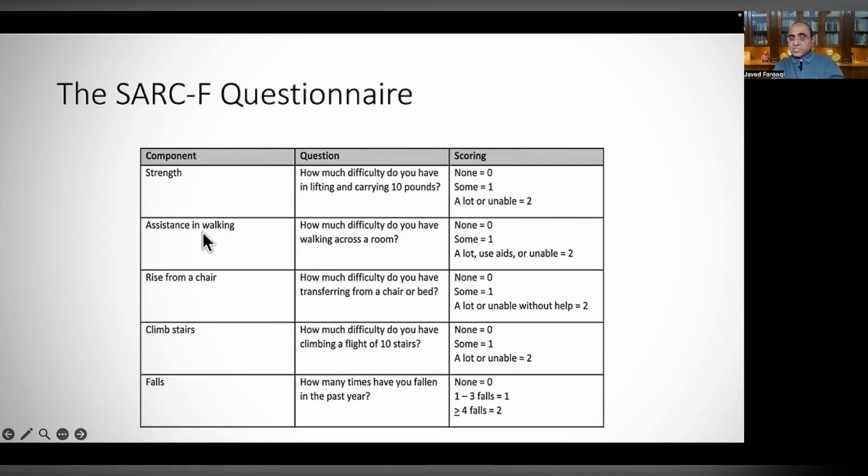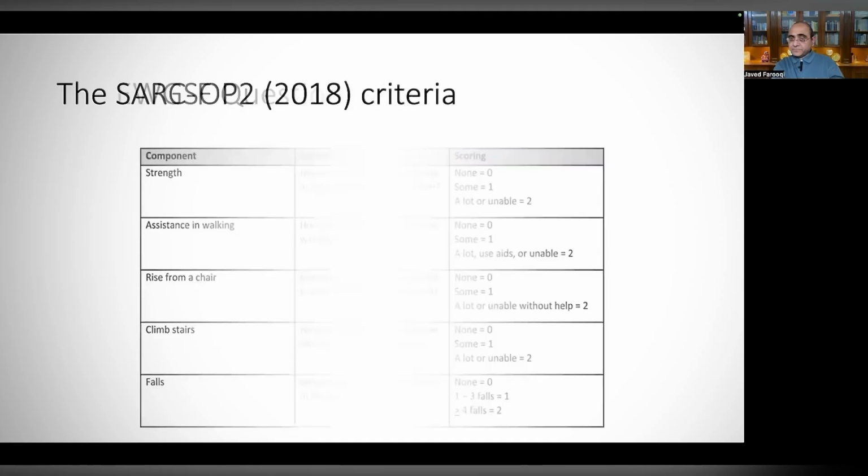Then for assistance in walking, you ask how much difficulty do you have walking across a room? When there is no difficulty, you give 0. When there is some difficulty, you give 1. And when there is a lot, use aids or unable, you give 2. Similarly, you ask for rising from a chair, climbing stairs, and falls. All these questionnaires are available online.